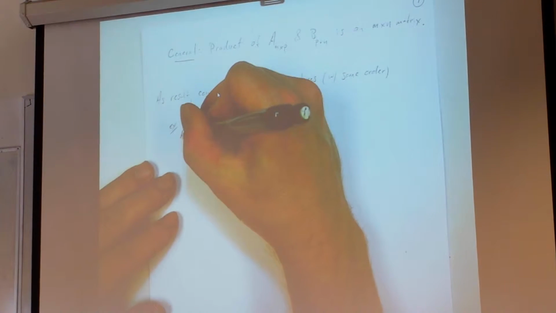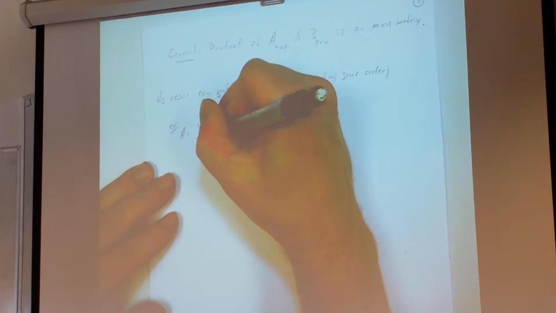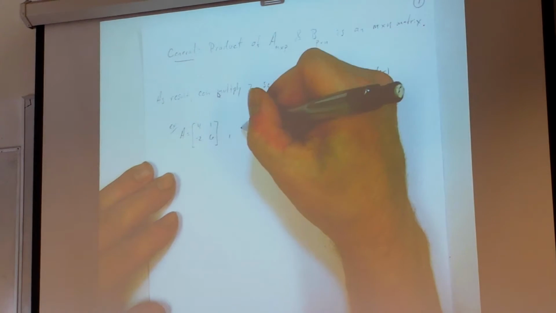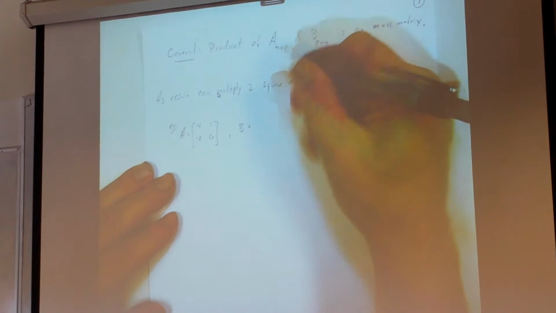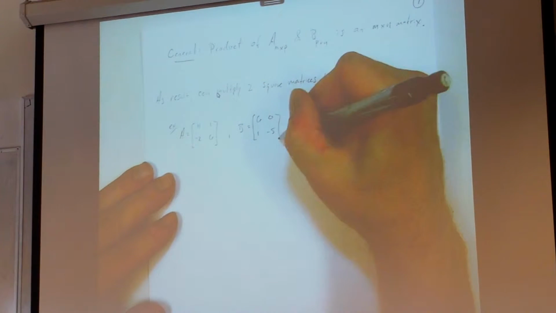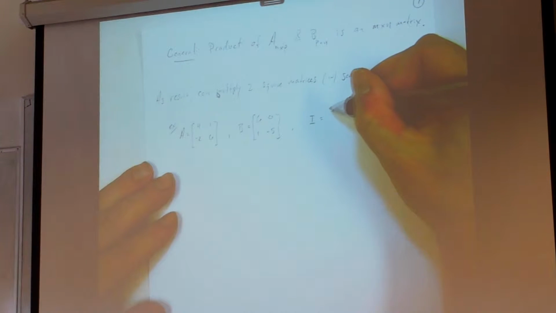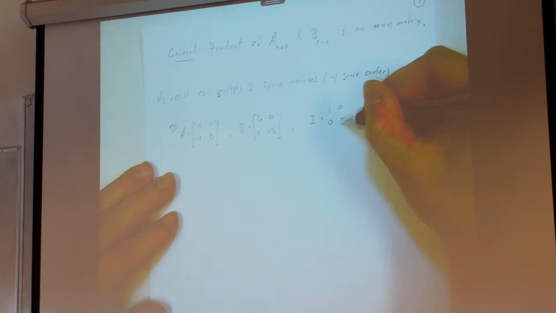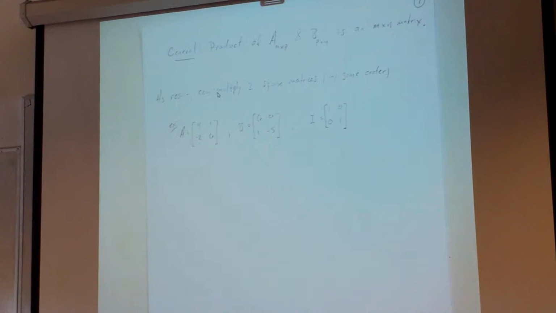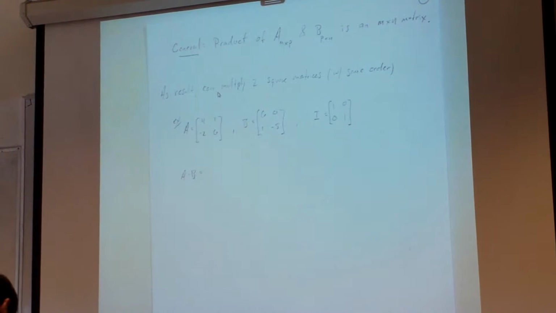So let's define a couple of matrices. Say A is 4, 1, negative 2, 6. Same with matrix B: 6, 0, 1, negative 5. And let's call this matrix I: 1, 0, 0, 1. Okay, just for fun. So what I'd like to do is find the product AB. So multiply the matrices A and B.